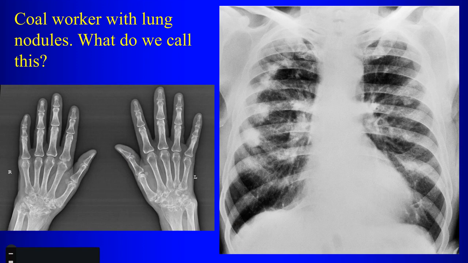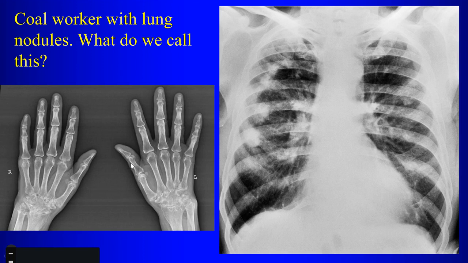Are those tumors? Is that cancer? What are those nodules in the lungs? Those are necrobiotic rheumatoid nodules. That's the point, which you all missed, right? So what is Caplan syndrome?